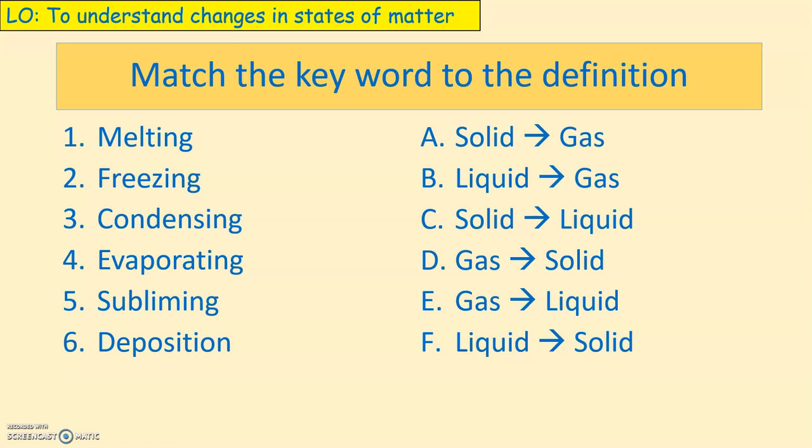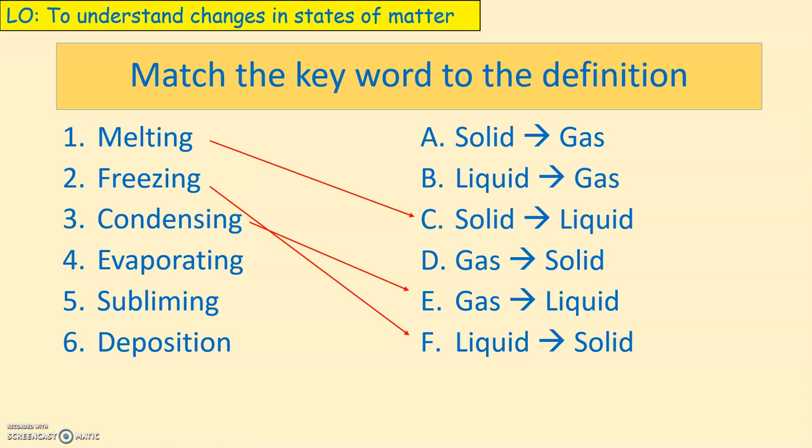Okay, moving on. So melting is from solid to liquid. That's the meaning of melting. If you're looking at change of state, it's solid to liquid. Freezing is from liquid to solid. So imagine freezing water to become ice. That's from liquid to solid.